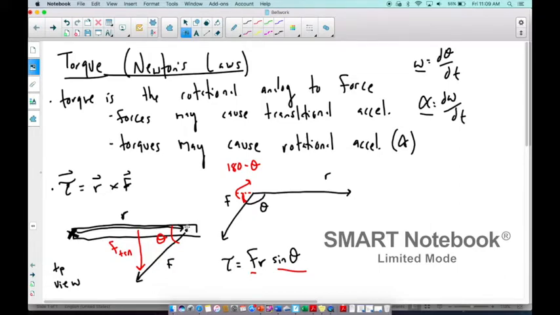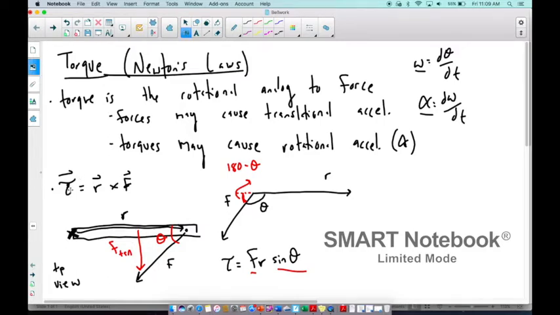Now, let me talk to you about the fact that this is a cross product, and cross products always give you a vector result. The cross product of two vectors is another vector, and we know that vectors have directions, don't we? So we need to talk about directionality with this.